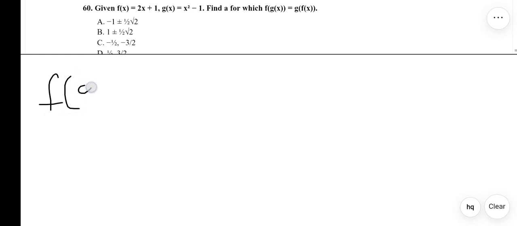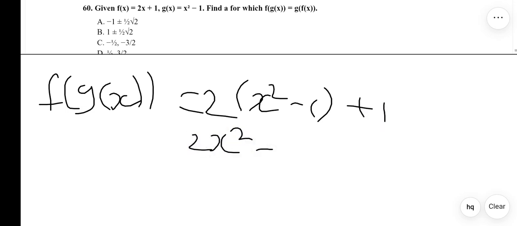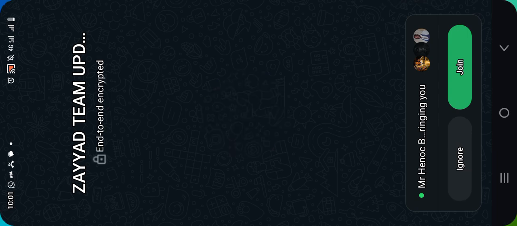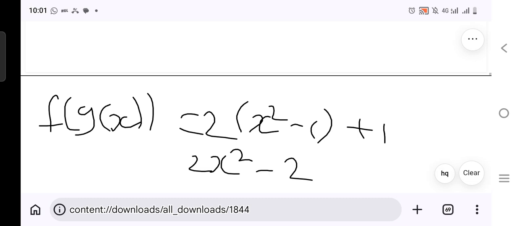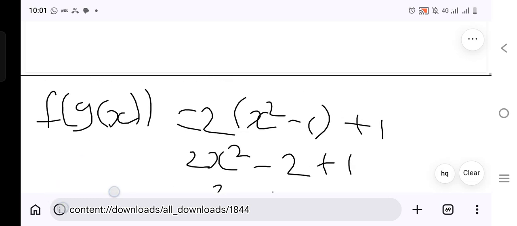So f of g of x is the same thing as 2 times, and my input now is g of x, which is x squared minus 1, plus this 1. So 2 times x squared will give me 2x squared, 2 times 1 will give me 2, then plus this 1. So 2x squared minus 2 plus 1 will give me minus 1. And that is for my f of g of x.